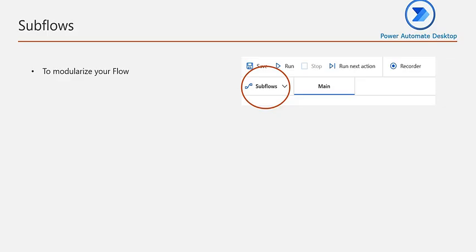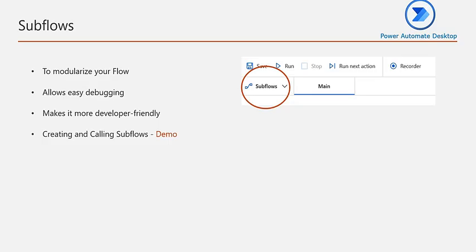You can modularize your flow into multiple subflows so that you do not generate one big main flow of hundreds of lines of actions. This will allow you for easy debugging also. It will be more developer friendly. If another developer picks up your work, he or she will be able to understand what you're doing. And let's create and call some subflows using a demo.